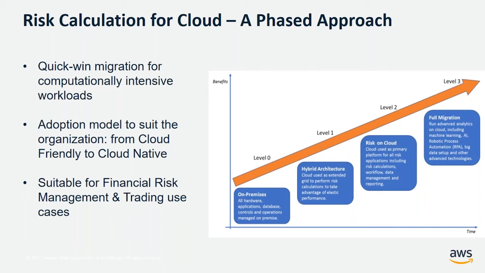Level 2 is risk on cloud, and this is where we believe it's possible to migrate a majority of the end-to-end business process associated with risk calculations onto the cloud. And then finally, level 3 is a full migration. In essence, it's really the same as a level 2 architecture, but where you start to add more value-added features such as intelligent automation or machine learning, and using advanced analytics to make faster, more informed business decisions from all this data that you now have access to.